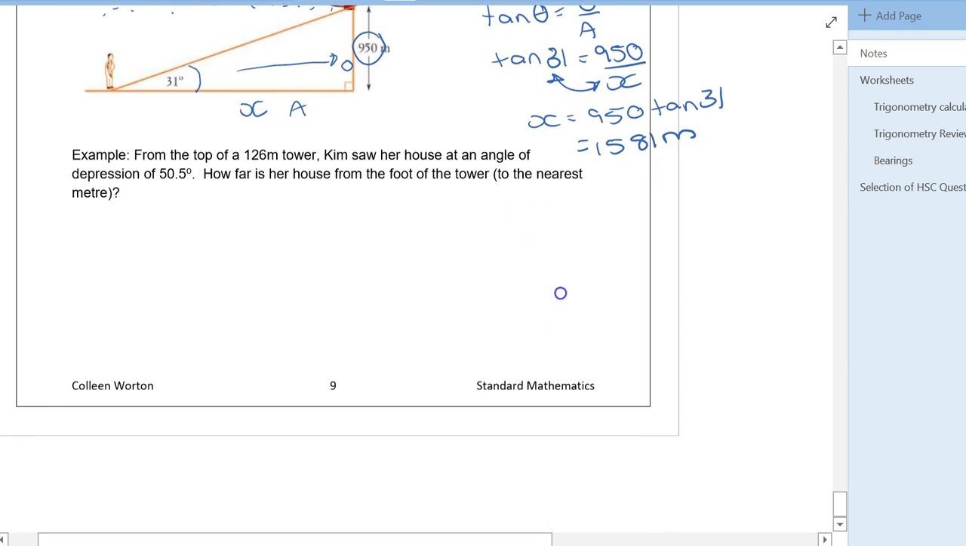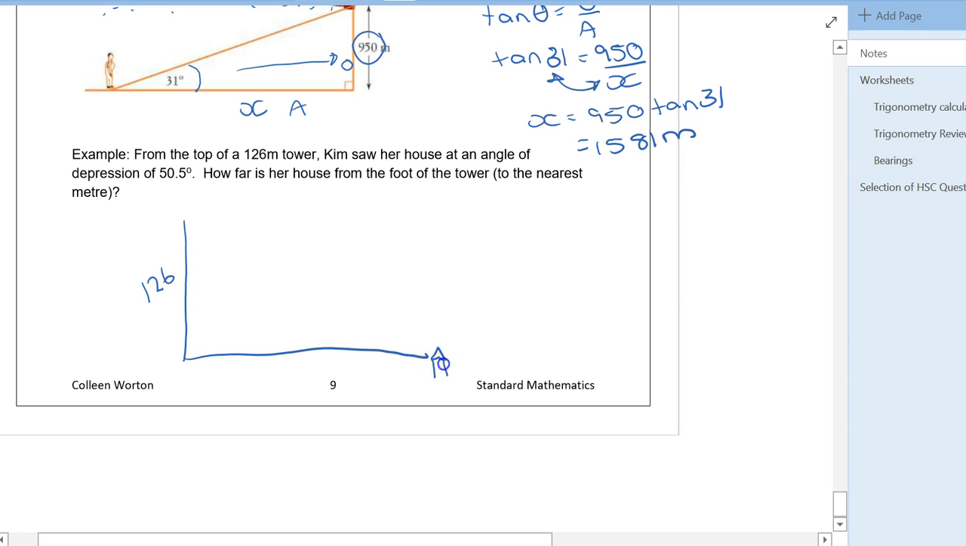Now let's have a look at another. From the top of a tower, so I'm going to draw a tower, it's 126 metres. Kim saw her house at an angle of depression of 50.5 degrees. How far is her house from the foot of the tower? Now, to make it easier for myself, I'm going to put that angle down here. Because they're alternate angles, I can just put that one down there.